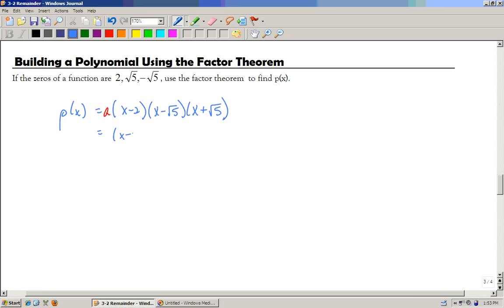So if you multiply all that back together, I'm going to put the two together that have the square root because that's easiest. When you FOIL that together, x times x is x squared. Outside is positive square root of 5x, inside is negative square root of 5x, that's gone. And the last term, negative times a positive is a negative, square root of 5 times square root of 5 is 5. Now if you FOIL these two together, first is x cubed, inside is minus 2x squared, outside is negative 5x, and last is plus 10. And that would be one example of a polynomial if your a is equal to 1 with those three zeros.